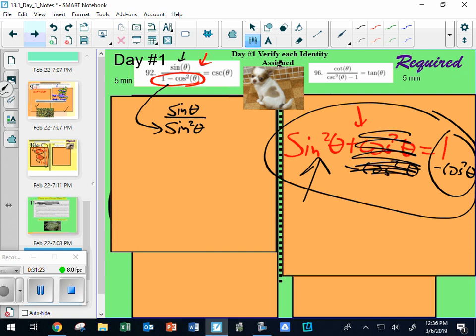Alarm's going off telling us we got 12 minutes left. And we are in our homework, at least.